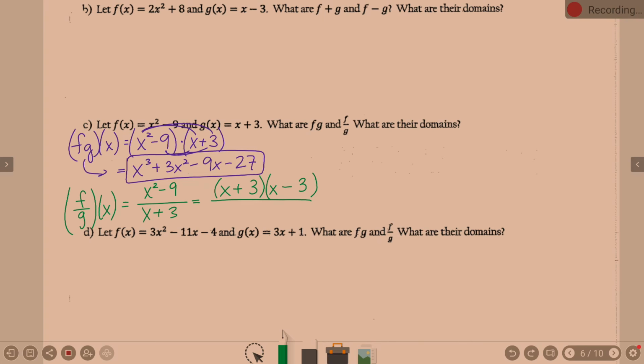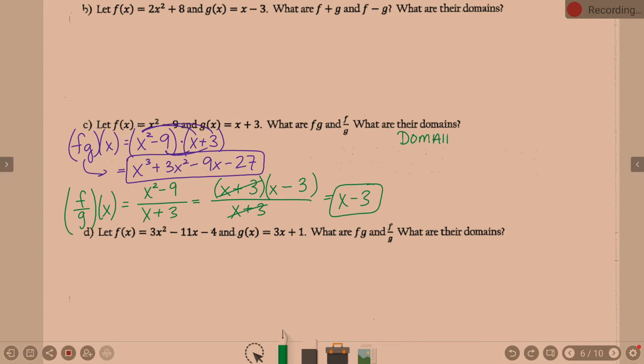What was my denominator already? It was x plus 3. Hey, what just happens to happen? Yeah, that x plus 3 will cancel with x plus 3. What's my remaining answer? X minus 3. Guys, in those division problems, watch for the factoring and canceling. It will happen.